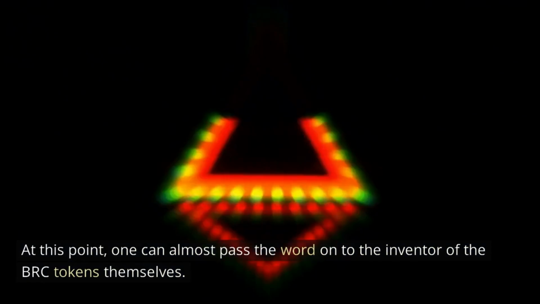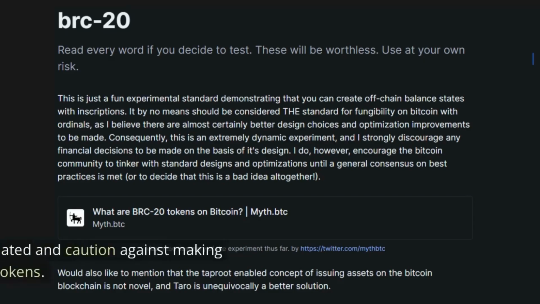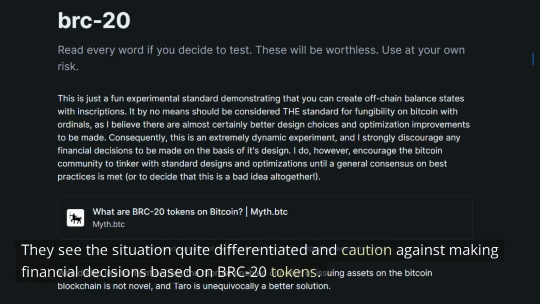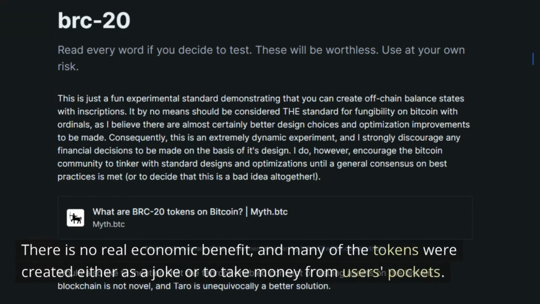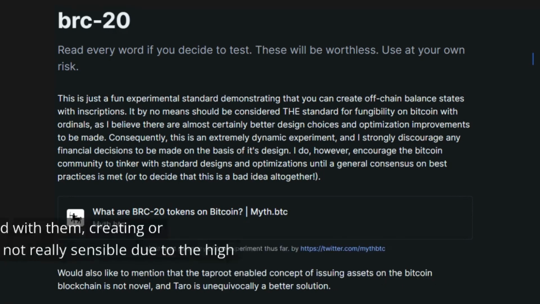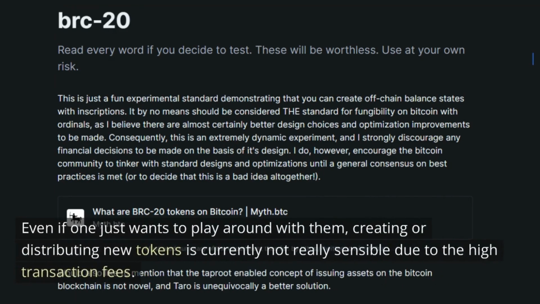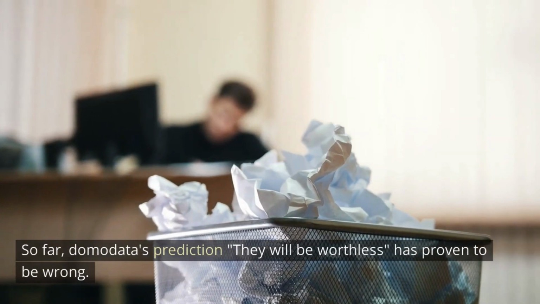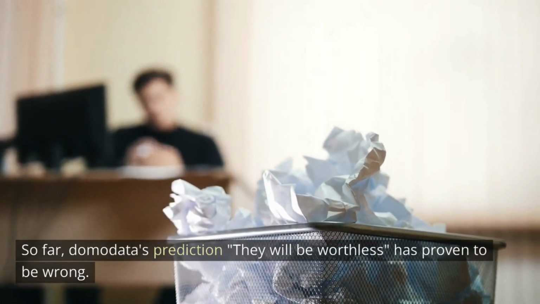At this point, one can almost pass the word on to the inventor of the BRC tokens himself. He sees the situation quite differentiated and cautions against making financial decisions based on BRC-20 tokens. There is no real economic benefit, and many of the tokens were created either as a joke or to take money from users' pockets. Even if one just wants to play around with them, creating or distributing new tokens is currently not really sensible due to the high transaction fees.